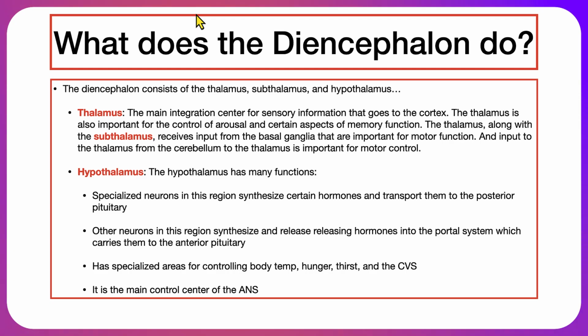So the hypothalamus is another important structure of the diencephalon, and this structure has many different functions. First of all, neurons in this region can synthesize certain hormones and transport them to the posterior pituitary. Other neurons in this region synthesize and release hormones into the portal system, which then travel to the anterior pituitary. The hypothalamus also has specialized areas for controlling body temperature, hunger, thirst, and the cardiovascular system, and the hypothalamus is going to be the main control center of the autonomic nervous system. So those are the functions of the diencephalon.